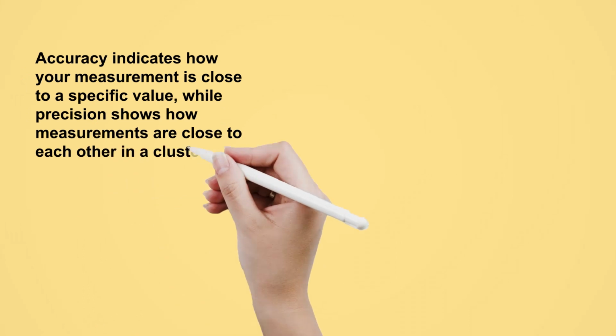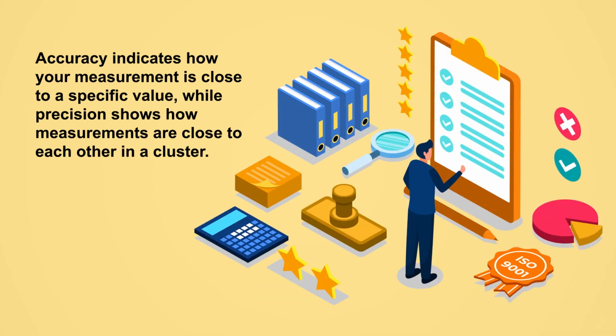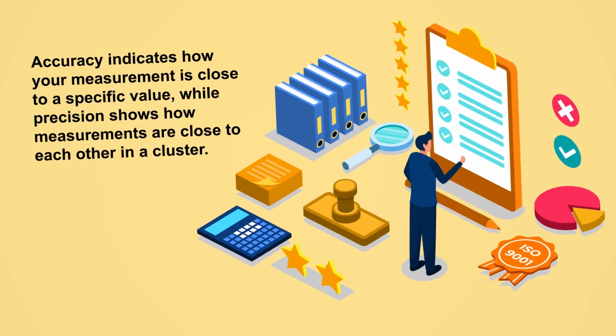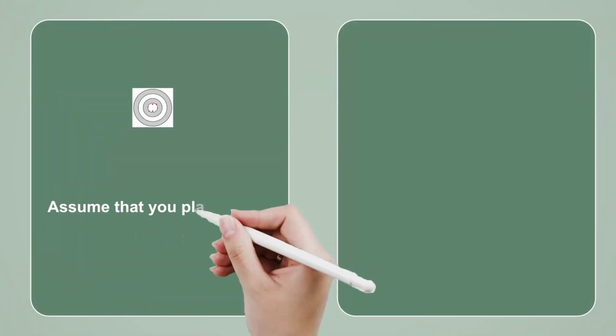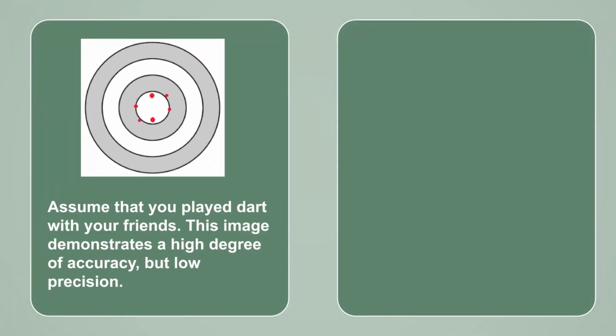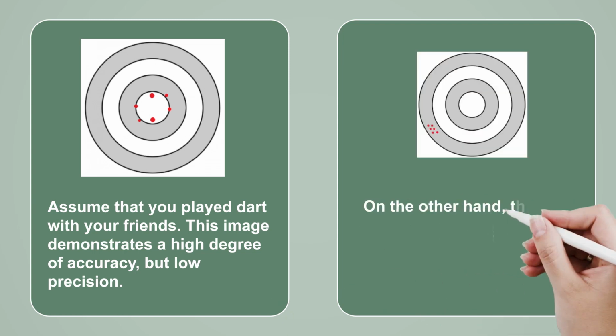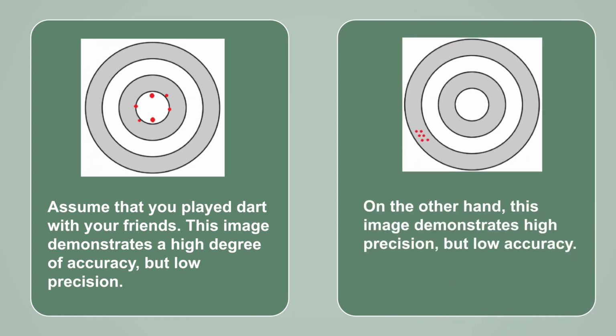The main difference between accuracy and precision is that accuracy indicates how close your measurement is to a specific value, while precision shows how close measurements are to each other in a cluster. Assume that you played darts with your friends. This image demonstrates a high degree of accuracy, but low precision. On the other hand, this image demonstrates high precision, but low accuracy.